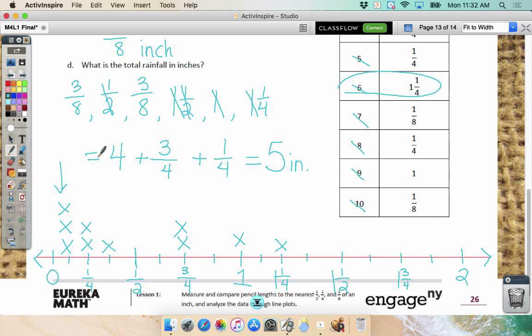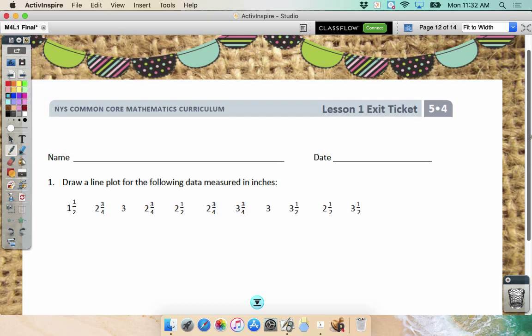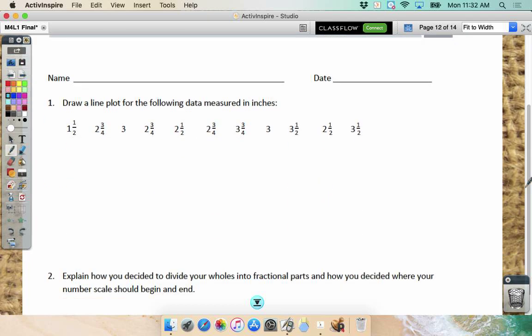Okay, so let's take a look at the exit ticket. You won't have time to do this today, but I want to go ahead and talk about it while we have 3 minutes left. Sound good? You may cross off number 2.